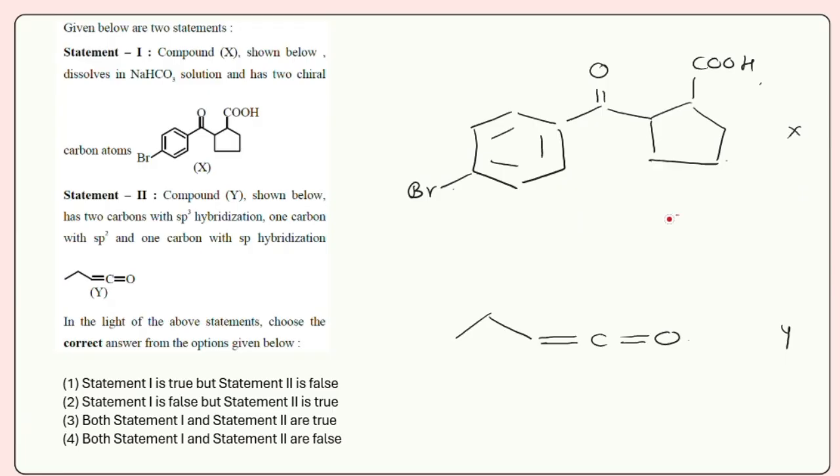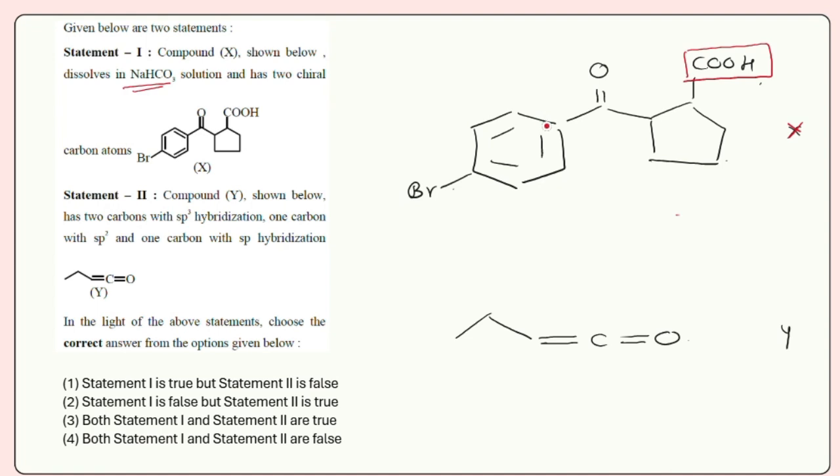Let's see the last question from this paper. So there are two molecules X and Y, and they have given statements 1 and 2 respectively. And you have to analyze whether both the statements are true or false. So the compound X is soluble in sodium bicarbonate and it has 2 chiral carbons. Is this a true statement? Yes, it is true. Why so? Because of the presence of the carboxylic acid, it is soluble in sodium bicarbonate.